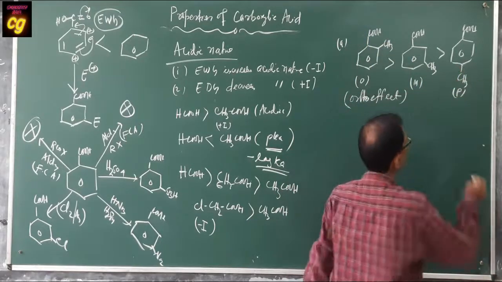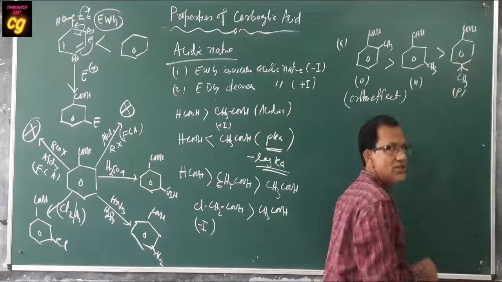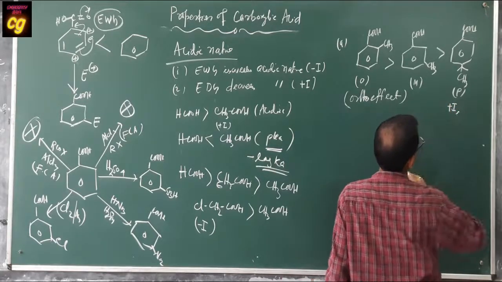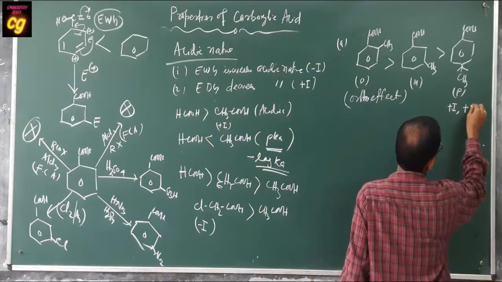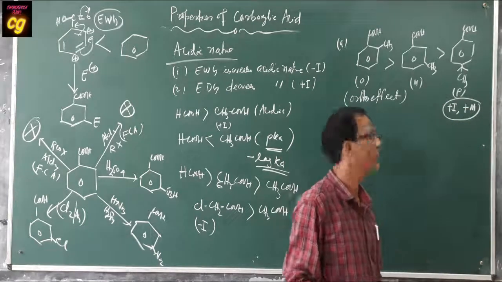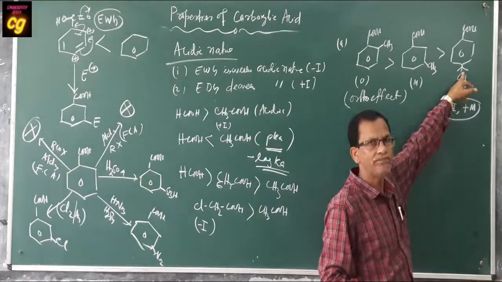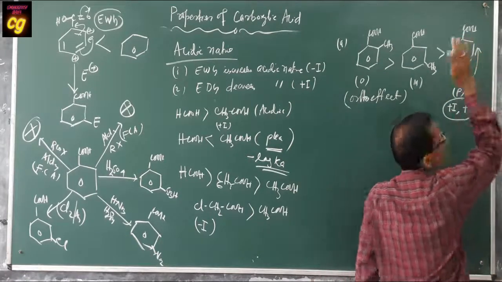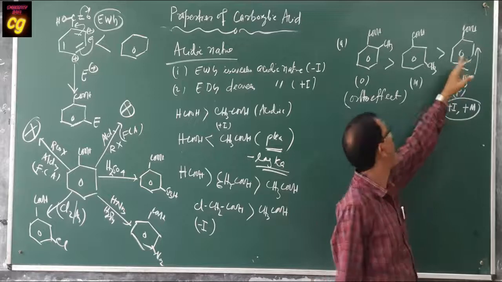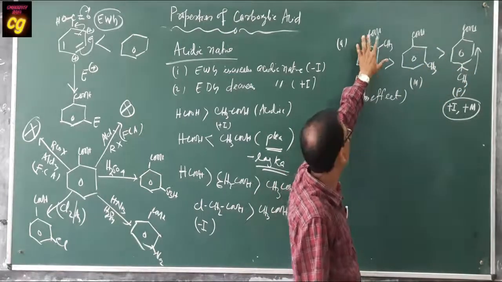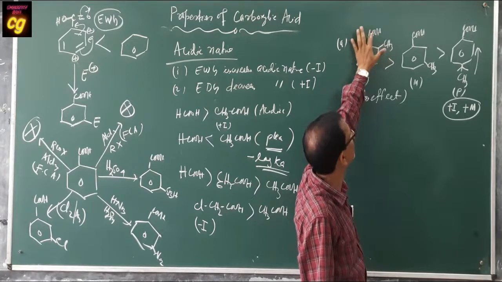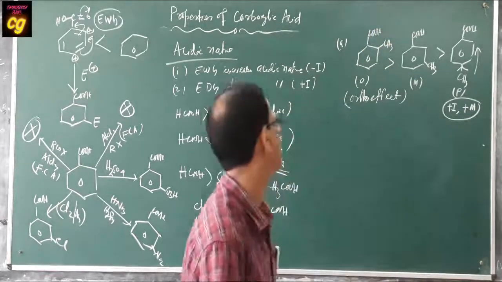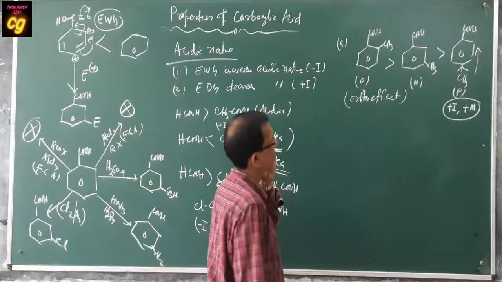Here the electron density towards the ring increases due to the plus I effect, and another is plus M, that is hyperconjugation. Hyperconjugation and the plus I effect are more effective here. So the electron density towards the ring increases, and that's why it is least acidic. But there is an exception due to the ortho effect: the carboxyl group cannot remain coplanar with the ring. That's why loss of H plus ion is easier, and it is more acidic.